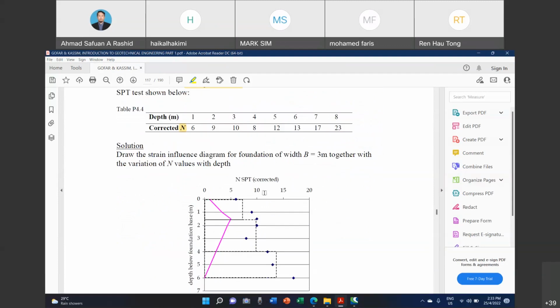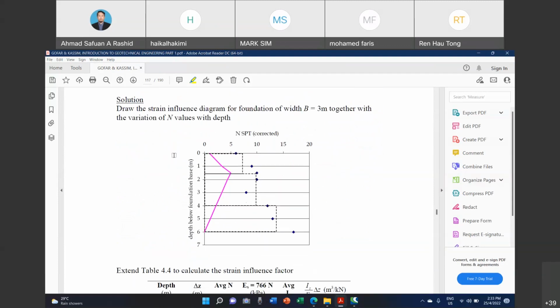This is the diagram of the SPT versus the foundation depth, versus the depth below the foundation base.